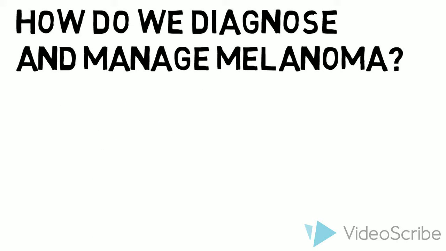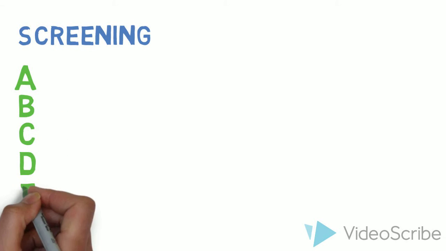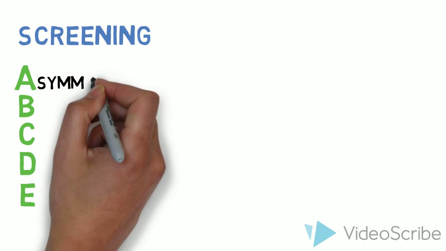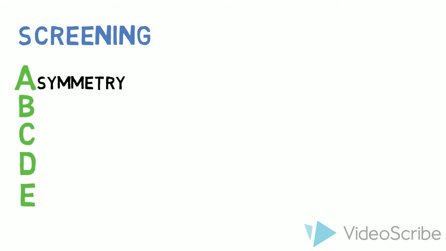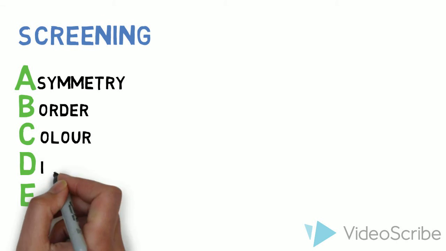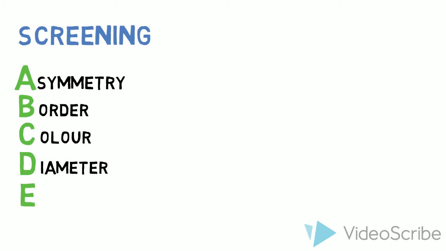How are melanomas diagnosed and managed? Screening requires ongoing skin checks, especially in high-risk populations. The algorithm most commonly used is the A, B, C, D, E algorithm, where A stands for asymmetry, B stands for border, C stands for color, D stands for diameter, and E stands for evolving.